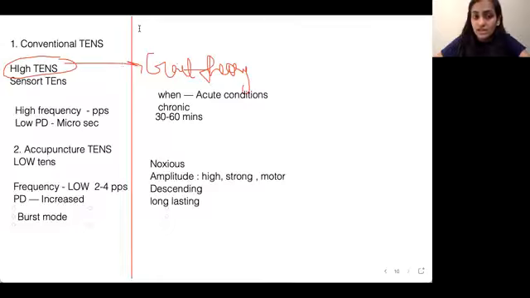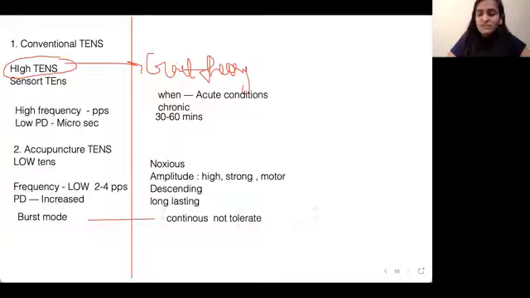When would you prefer burst TENS? Burst mode. You would prefer it when your continuous acupuncture TENS is not tolerable. Sometimes you have chronic pain, but you cannot tolerate the intensity. It's very uncomfortable for you. The low TENS acupuncture TENS is very uncomfortable because it's continuous. So a burst mode can be something that is more comfortable if you want to deliver acupuncture TENS. Usually during labor, if they give TENS, then they use the burst mode.